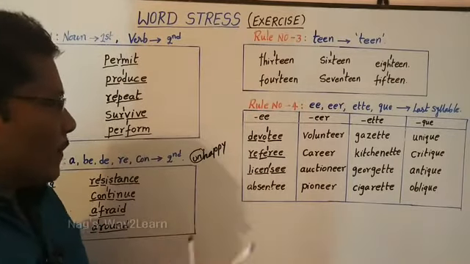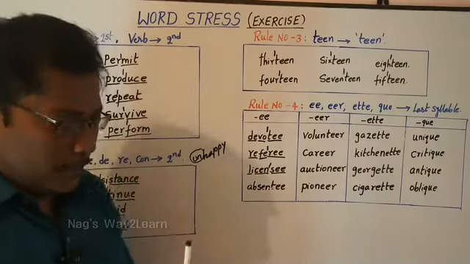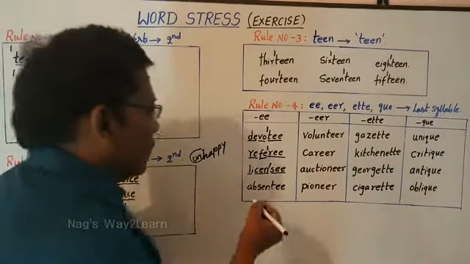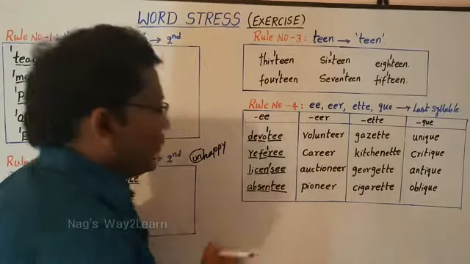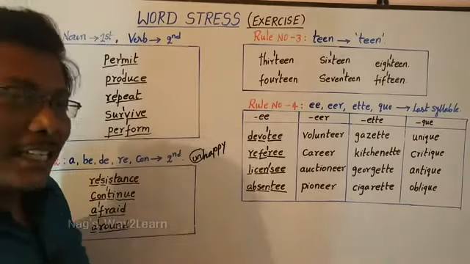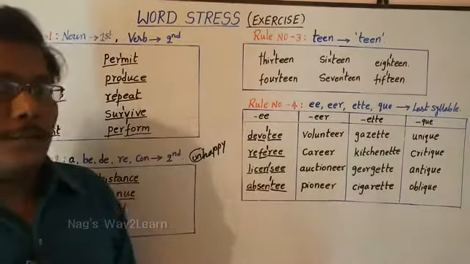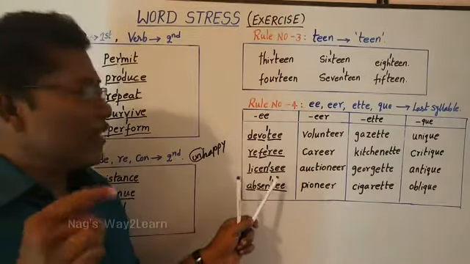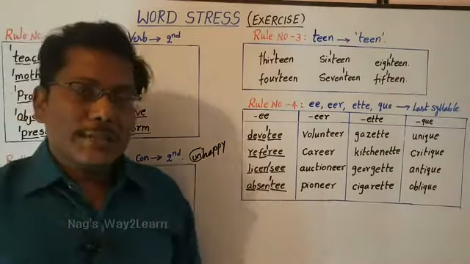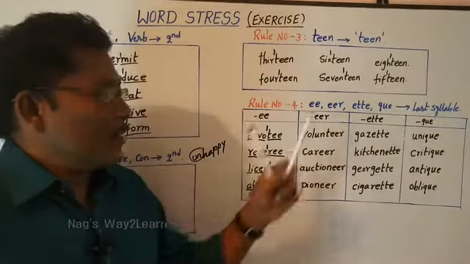Okay, next, absentee, absentee. What is the last syllable? Tee. So you put the stress on tee, like that. Okay, these are some examples for the words which are ending with ee. Now let's see some examples for the words which end with eer.